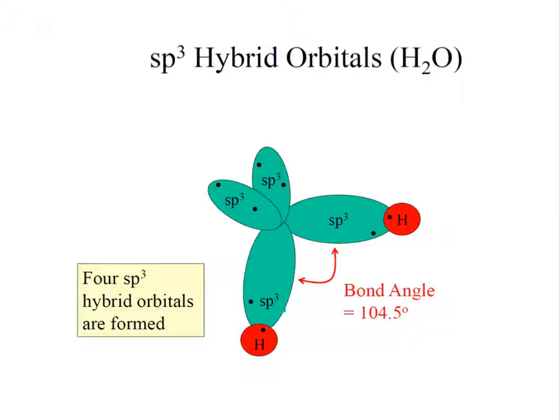So the 2 sp3 hybrid orbitals containing the lone pairs will be smaller than the sp3 hybrid orbitals that are involved in the bond. This will push the charge clouds that bond the hydrogen atoms a little closer together, and so they reduce the bond angle from 109.5 to 104.5.